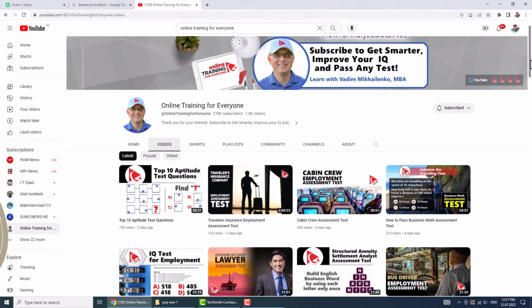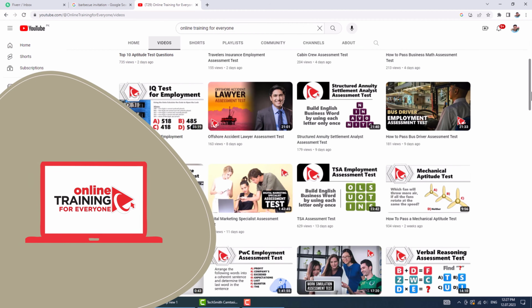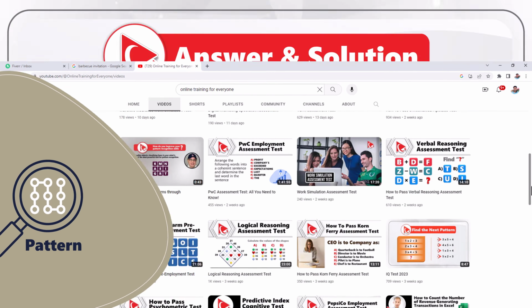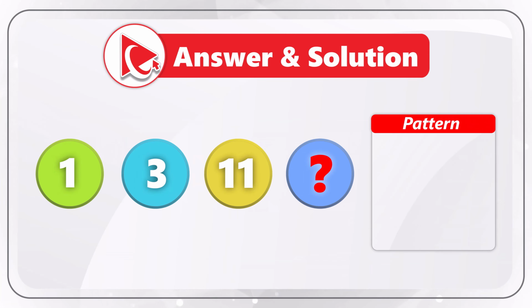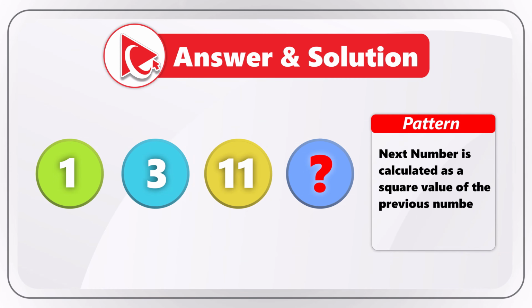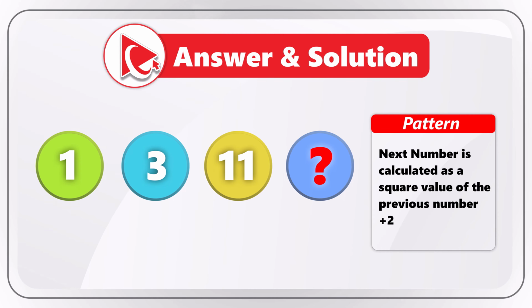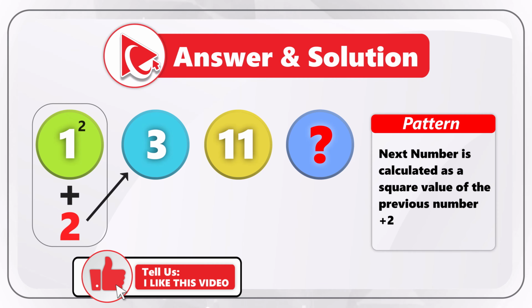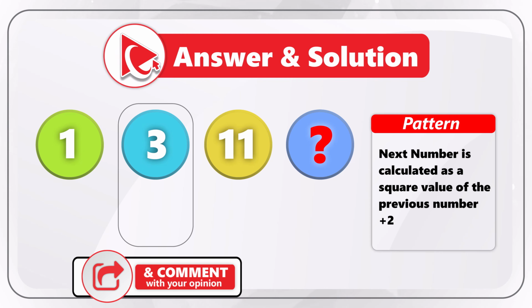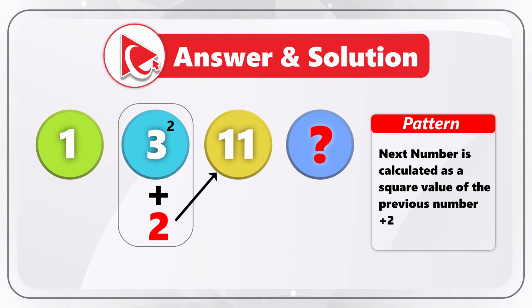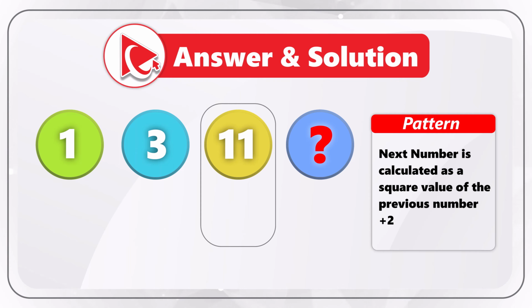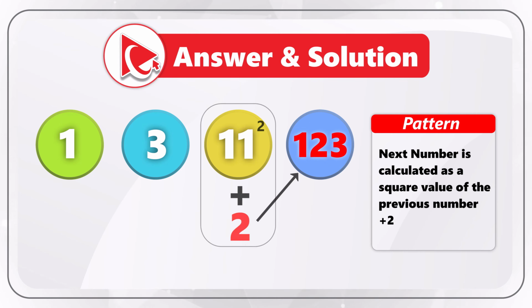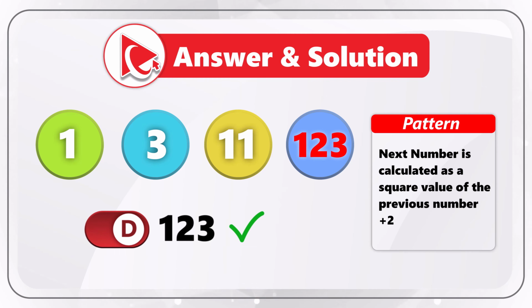If you are a subscriber, or perhaps a frequent visitor to this channel, you know that the key to solving this challenge is to determine the pattern. And the pattern here is that the next number is calculated as the square of the previous number plus 2. Let's look at the example. The first number is 1. 1 squared plus 2 equals 3. Then comes the next number, which is calculated as 3 squared plus 2, which equals 11. So the missing number calculation would be 11 squared, which equals 121, plus 2, which would be equal to 123. So the correct answer here is choice D, 123.